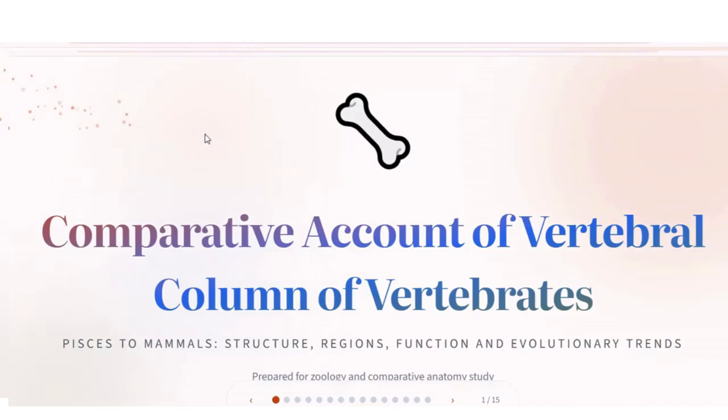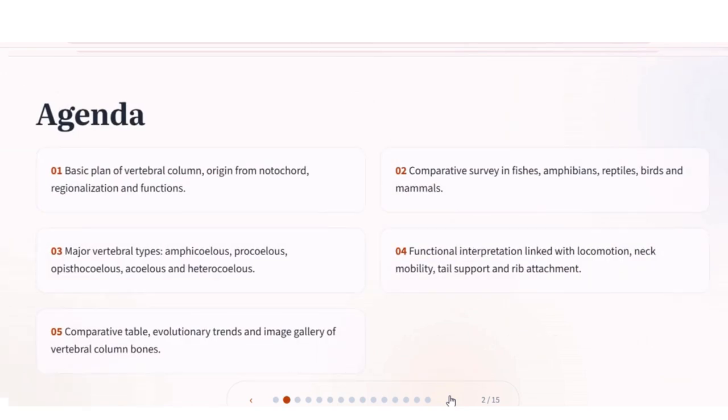Friends, welcome. In this video, we will study the comparative account of the vertebral column of vertebrates. Vertebrates are those chordates in which the notochord is replaced by a solid bony structure called the vertebral column. Our aim is to study the basic plan of the vertebral column, a comparative survey in fishes, amphibians, reptiles, birds, and mammals, major vertebral types, functional interpretation linked with locomotion, and we will study the comparative table.